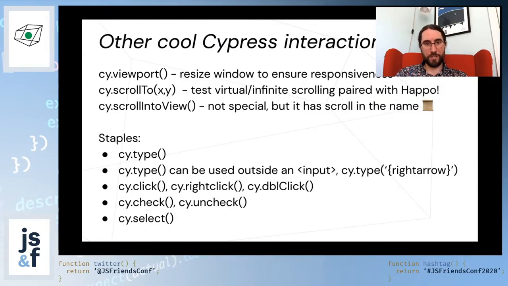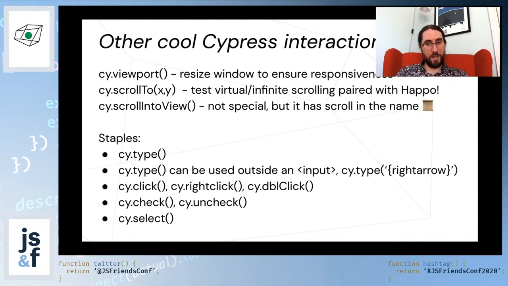There's some other cool Cypress interactions. So there's cy.viewport. You can use that to set the size of the browser window. You can actually call it a bunch. So you can use it to ensure that your page is responsive and that it expands and shrinks as the user changes the size of the browser. This couples extremely well with Happo Screenshots. So you can do a screenshot test of the expand and contract, and if it works, they'll probably look the same. But if it doesn't work, you'll see that elements might be overflowing their containers or not shrinking or whatever.